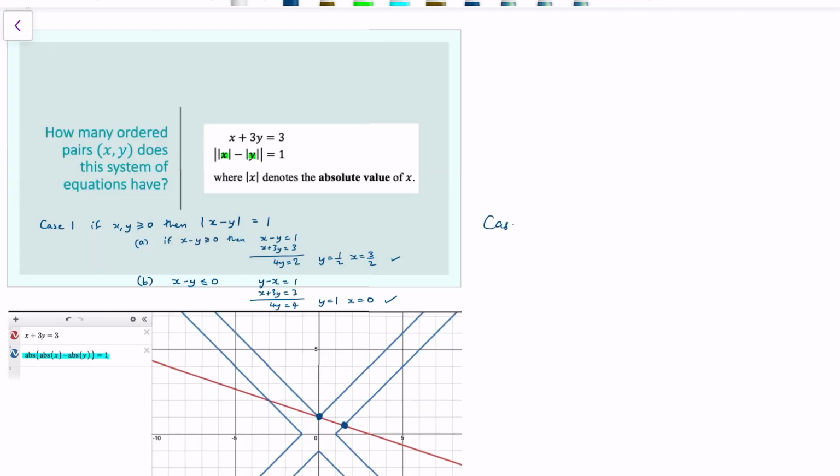Case 2 would be if one of them is positive and the other is negative. And this is going to give a contradiction. So if x is greater than 0, or greater than or equal to 0, and y is less than 0.